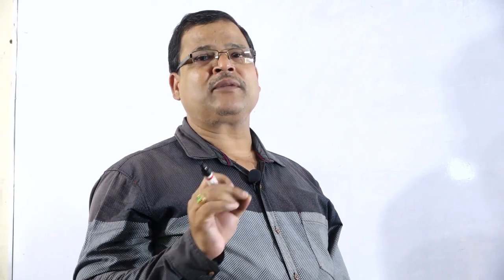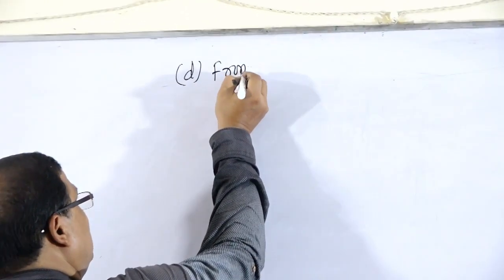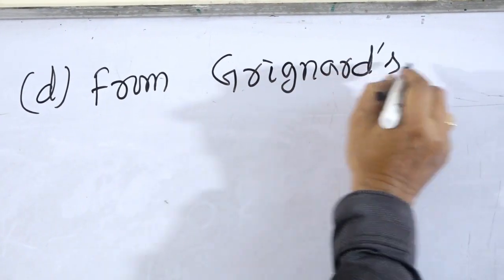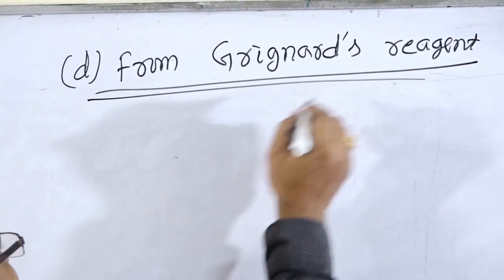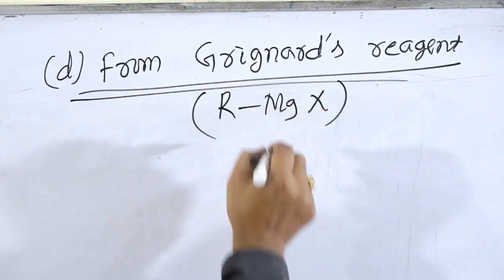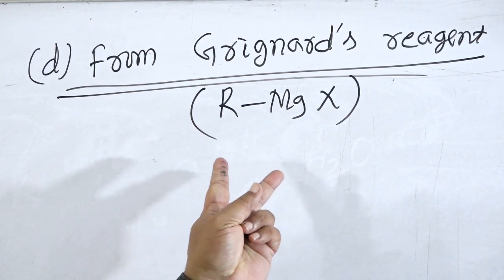Next method of preparation of carboxylic acid from Grignard's reagent. This is a very important method of preparation of carboxylic acid, by the reaction of Grignard's reagent, having the formula RMgX, with carbon dioxide.